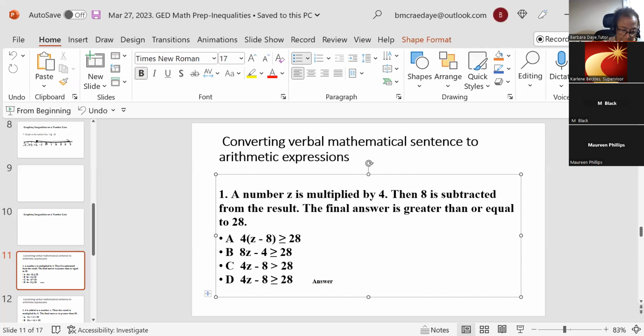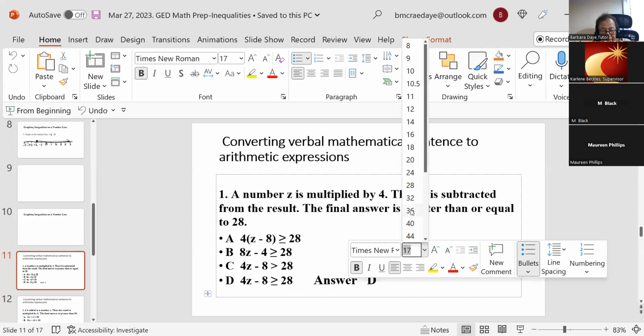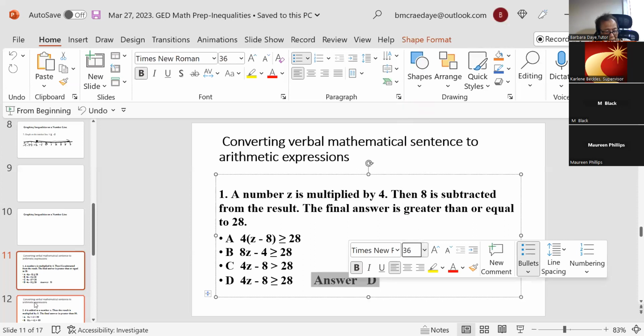So D is greater than or equal to. Okay, make that bigger. So the answer is D, what Maureen said. Okay, make that bigger. Now let's try another one.